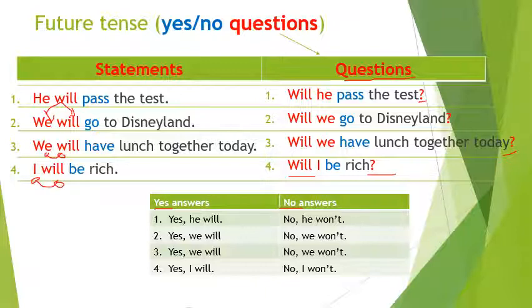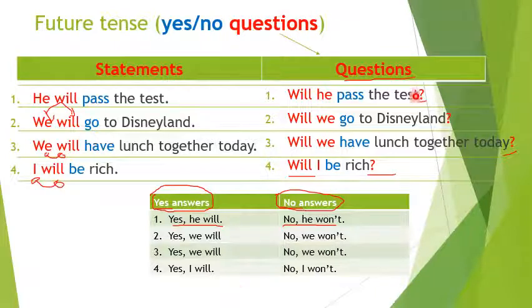So for example, if the question is number 1, will he pass the test? If you think he will, then you say, yes, he will. If you don't think he will pass the test, then you say, no, he won't. So these are the yes answers, and these are the no answers.